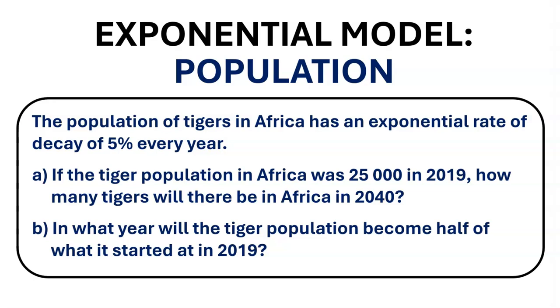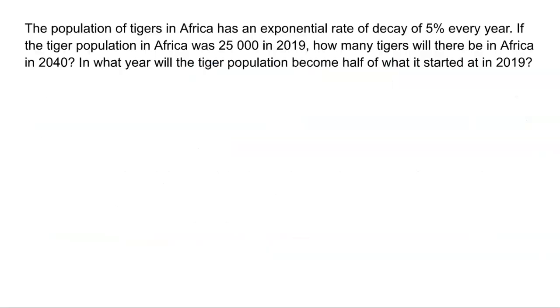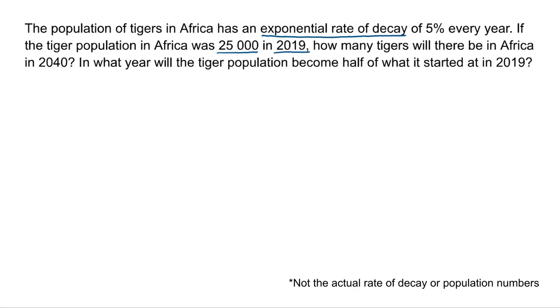This video is all about an exponential population model. We're going to look at this question in front of us, including using logarithms to solve the answer for part B. This question says the population of tigers in Africa has an exponential rate of decay of 5% every year. Notice it's a rate of decay. We'll come back to that in a moment. If the tiger population in Africa was 25,000 in 2019, how many tigers will there be in Africa in 2040? And then, in what year will the tiger population become half of what it started at in 2019?